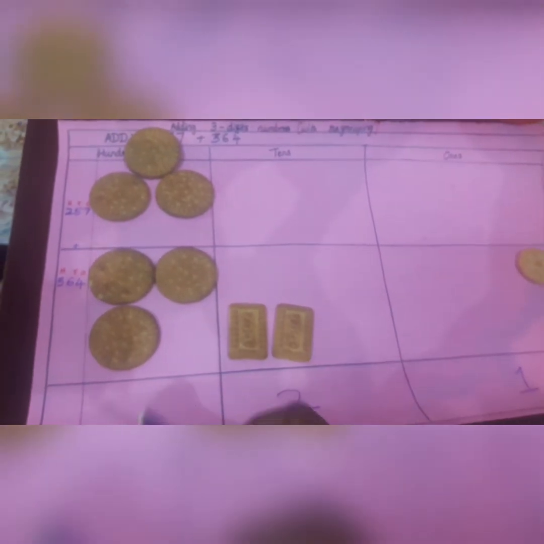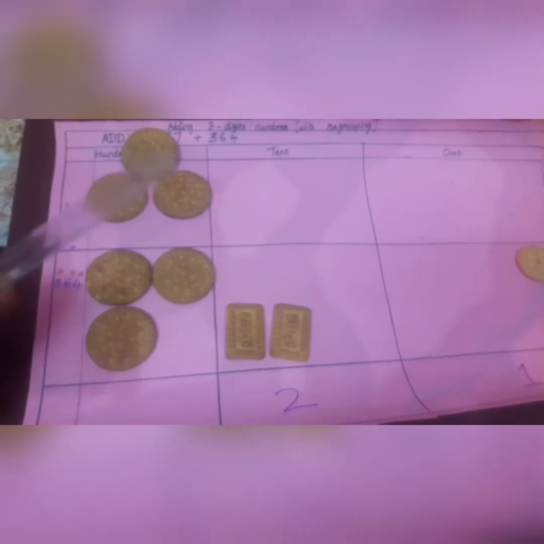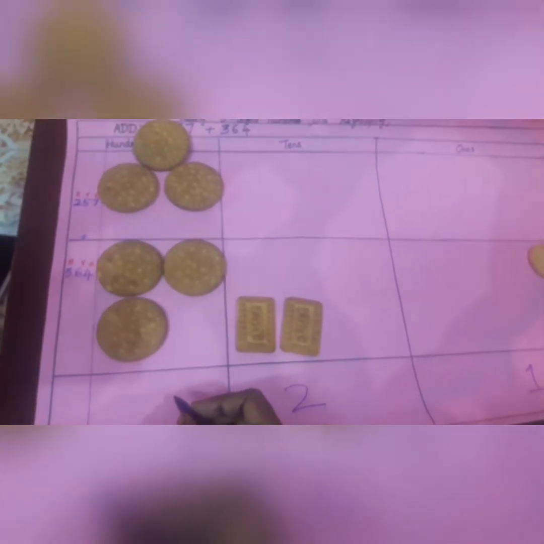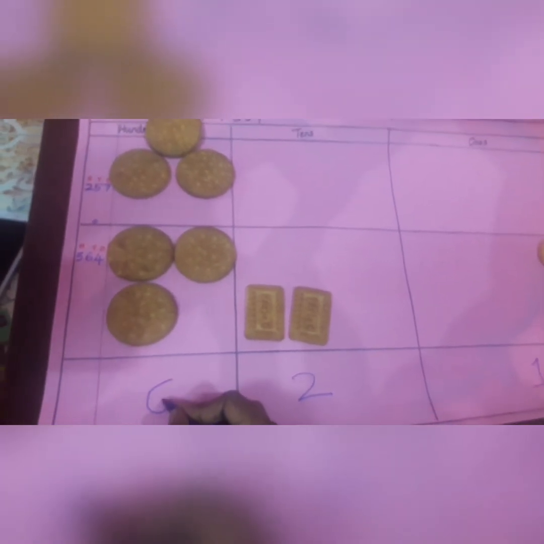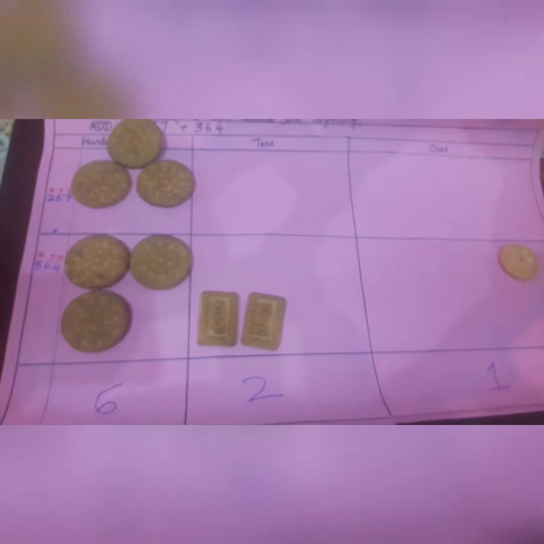Now count how many hundreds are there. 1, 2, 3, 4, 5, 6. So there are 6 hundreds. So the answer is 621.